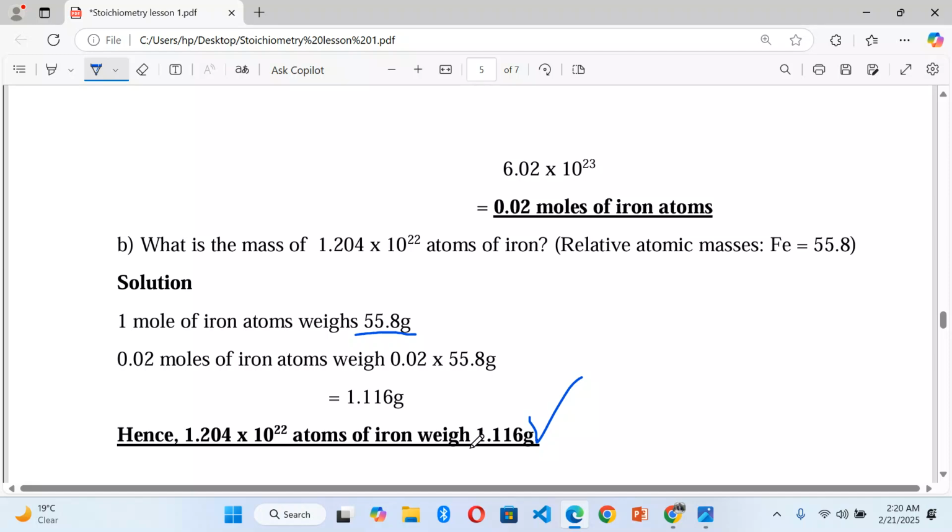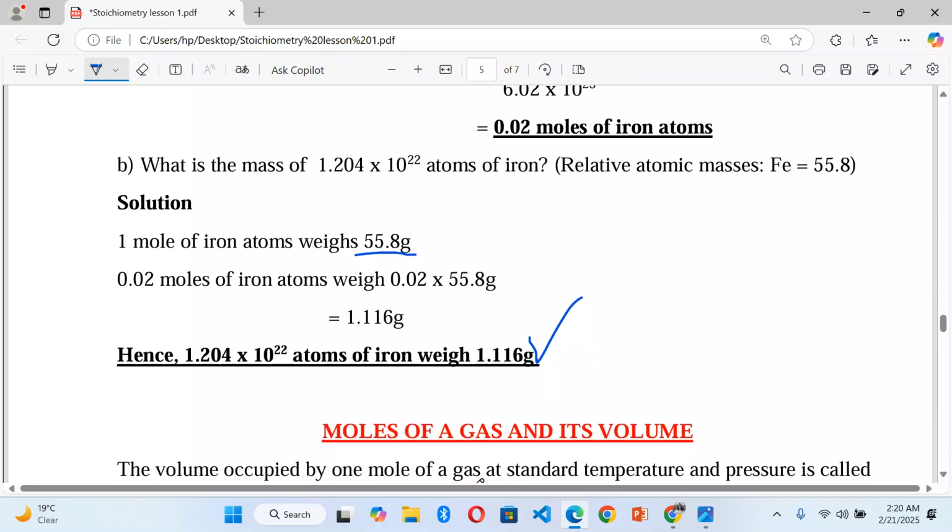So in what we have finished calculating, we can relate all those: the particles, the moles, and also the mass. From there, I want us to also look at the last bit of this lesson, which is the moles of a gas and its volume. How do we relate the moles of a given gas and its volume?